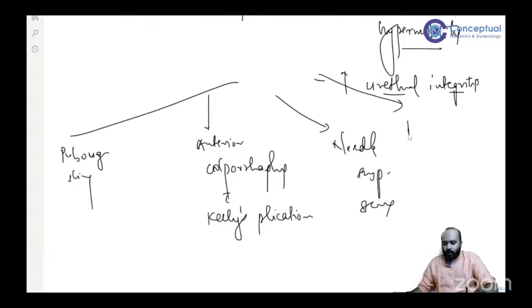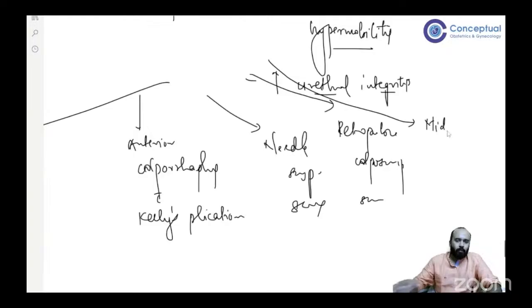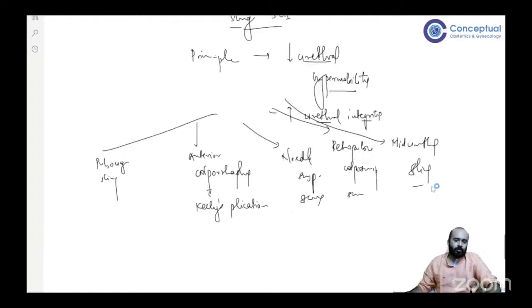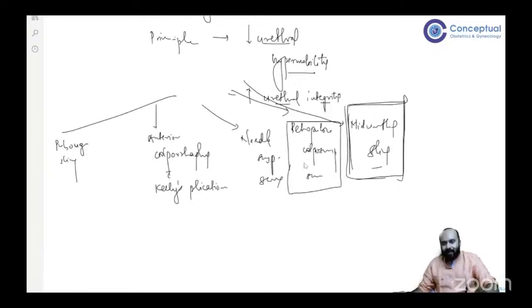And then I have retropubic colpo suspension surgery. And lastly, the most important one in today's day and age, mid-urethral sling surgery. So the ones that are done today most commonly include retropubic colpo suspension surgery and mid-urethral sling. These are the two most important surgeries with the highest success rate that are done.